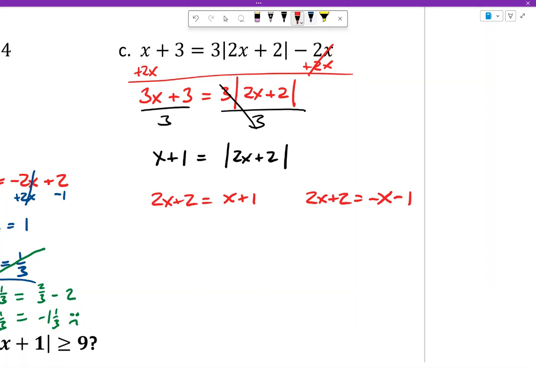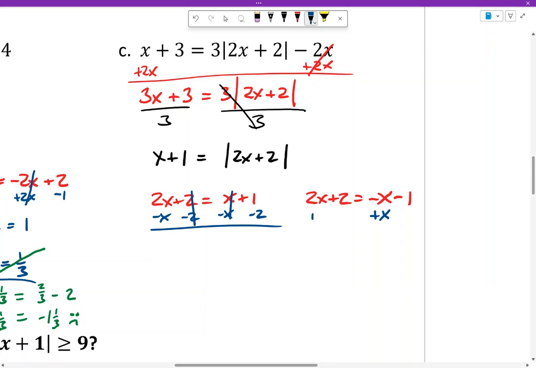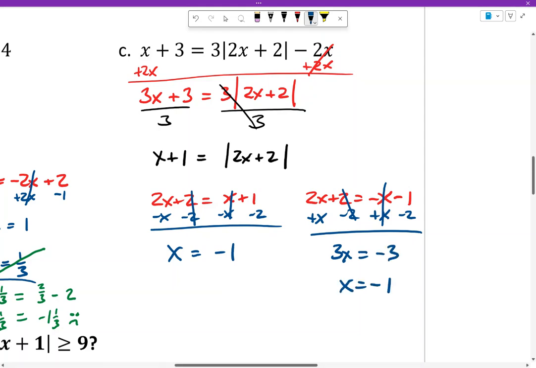And now we can solve. So first we'll subtract x. We'll also subtract 2. Here we'll add x. We'll also subtract 2. So x equals negative 1. And 3x equals negative 3. So x equals negative 1. We end up with the same answer for both cases here, which is nice.